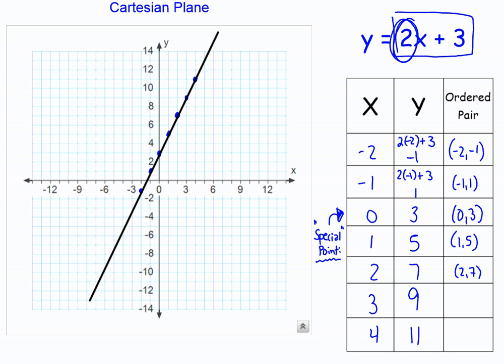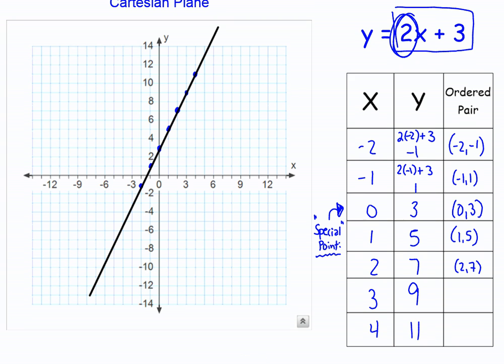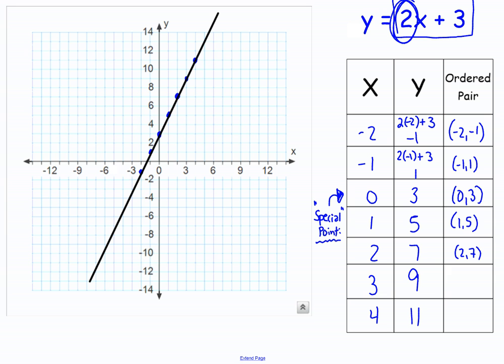Okay. Now, just a little side point. 0, 3 is a special point. I called it special, in quotations. It's not actually called a special point, but why is it unique? What makes it special?